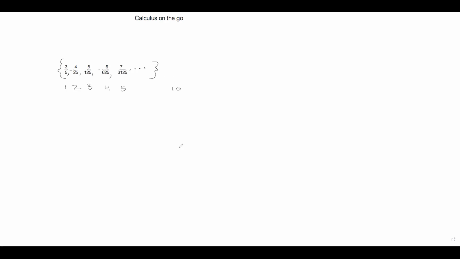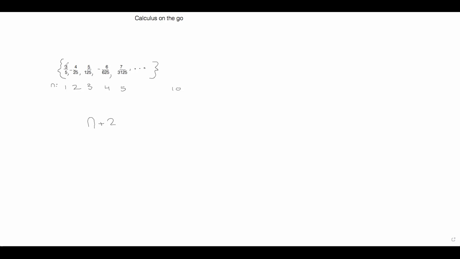We can tell that the numerators start with 3 and increase by 1 whenever we go to the next term. The second term has a numerator of 4, and then the third term has a numerator of 5. In general, the nth term will have a numerator of n plus 2. So the numerator is going to be n plus 2. So n is our index. These are values of n: 1, 2, 3, 4, and 5. These are all values of n. n just gives us a particular index.